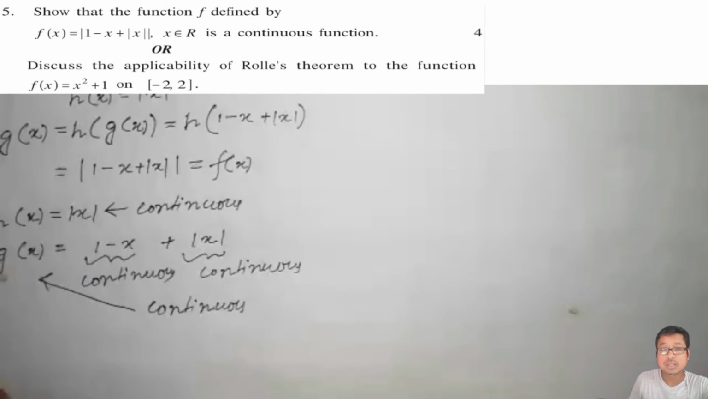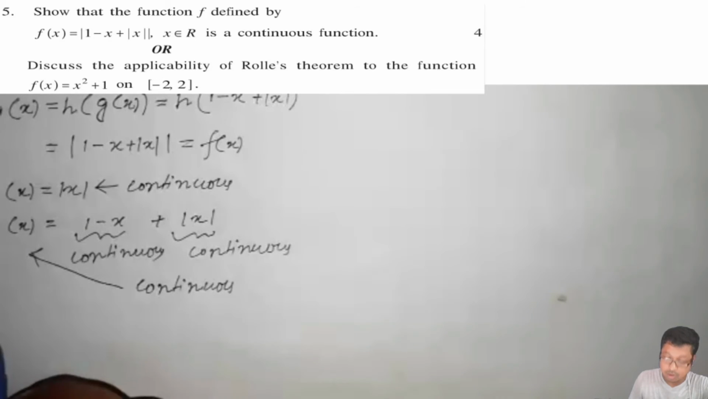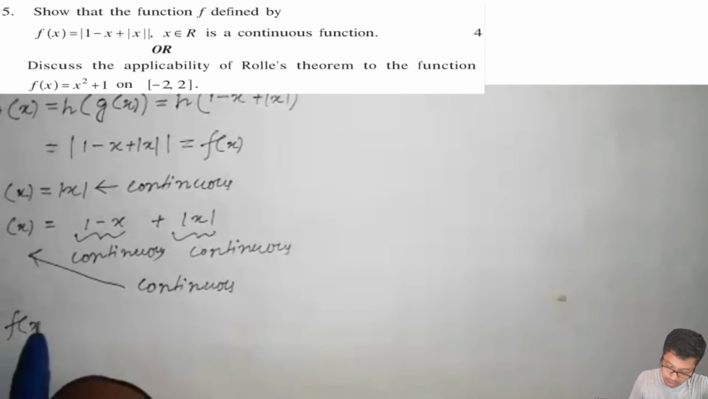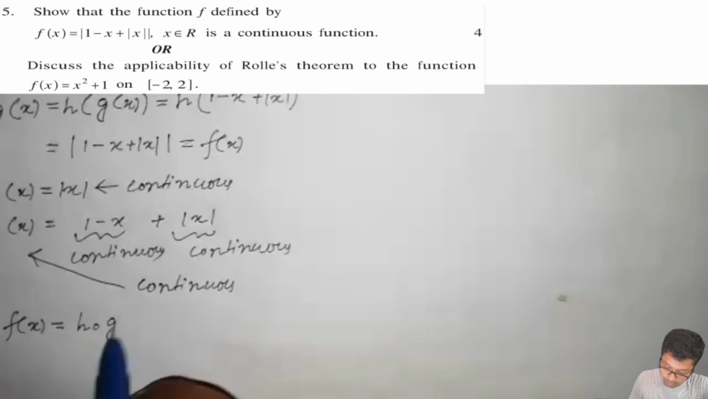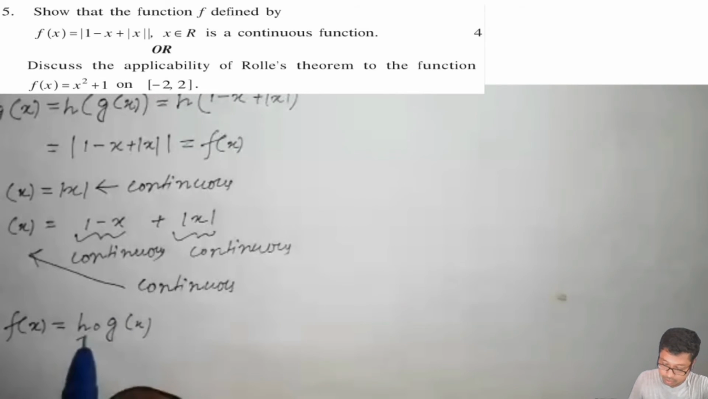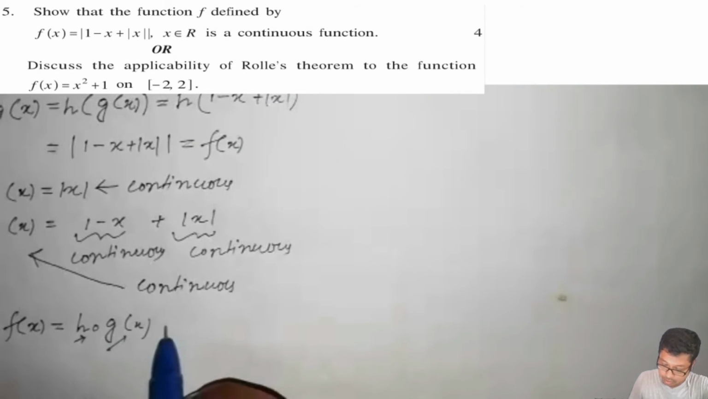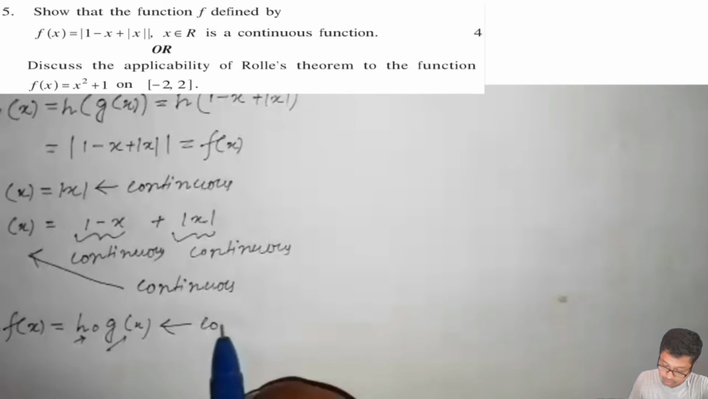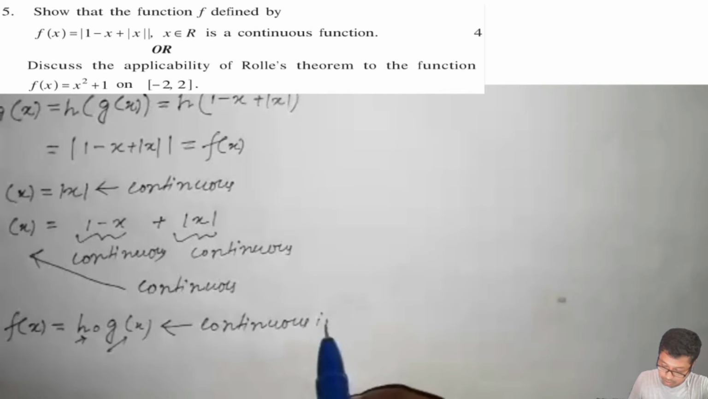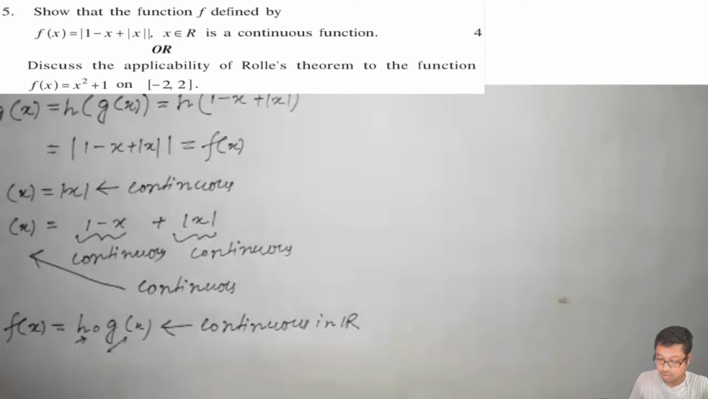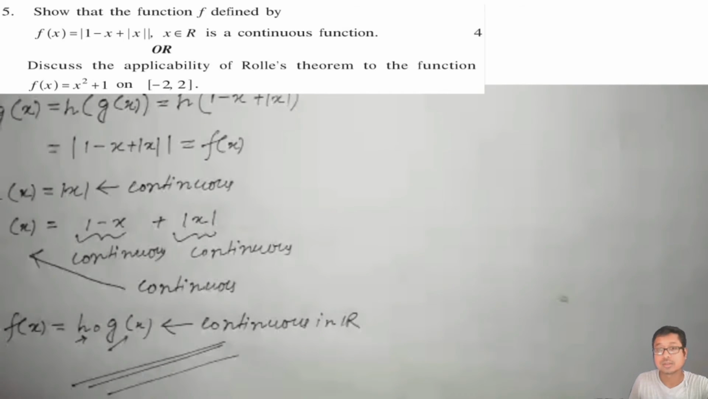And one more result is there, that composition of two continuous functions is again continuous. We have already considered that f(x) is h∘g of x. As this one is continuous, this is also continuous, so we can say this is continuous in R. Okay, so we can say f(x) is continuous, and so this is our answer.